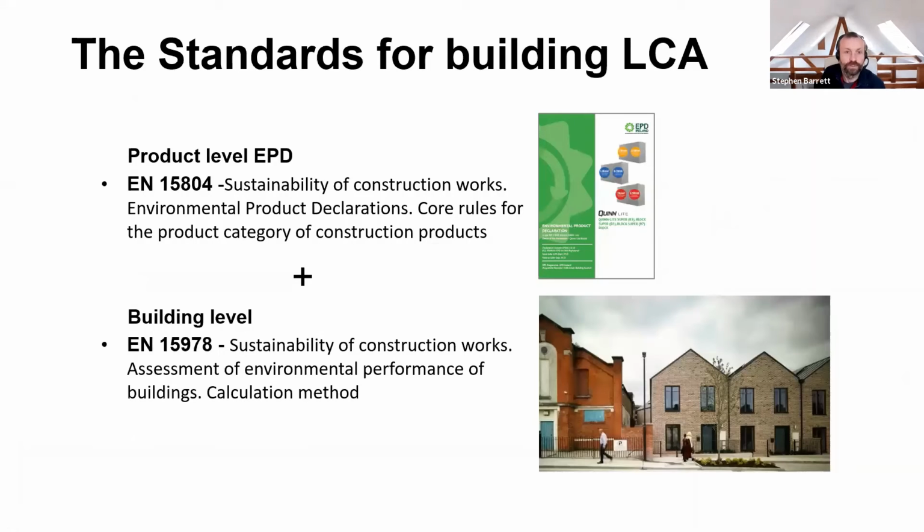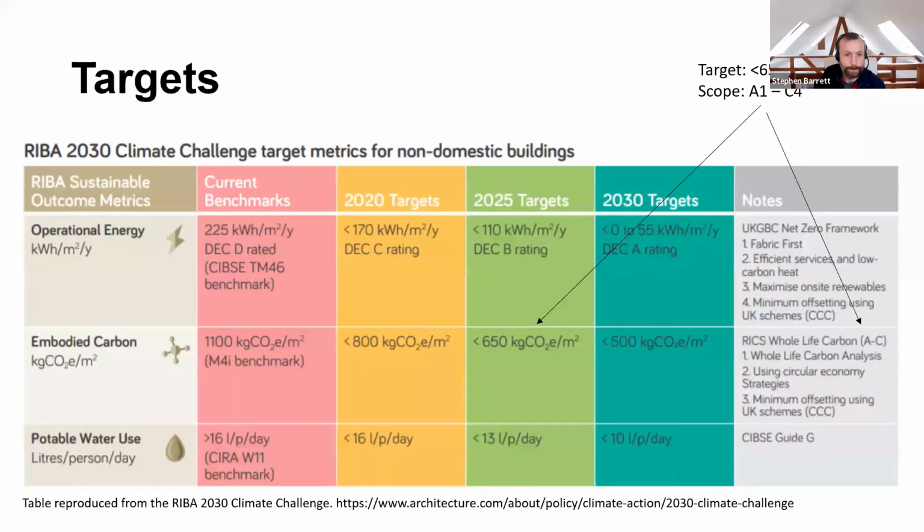So just a quick reminder of the two key standards, EN 15804 for materials and products, and EN 15978 for the building level. So targets, what does good look like? REBA is looking for less than 800 kilos CO2 in 2020. We're in 2021 now, so we need to be getting below that and reducing that every 5 years.